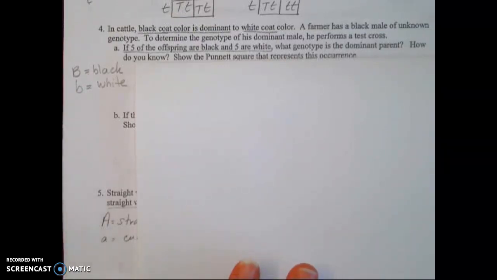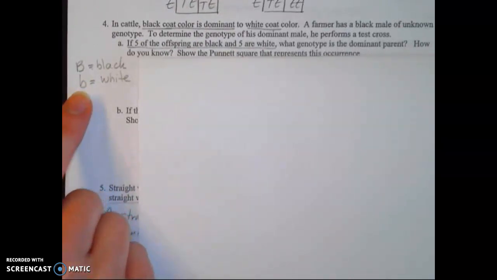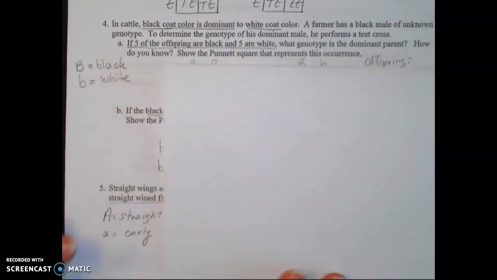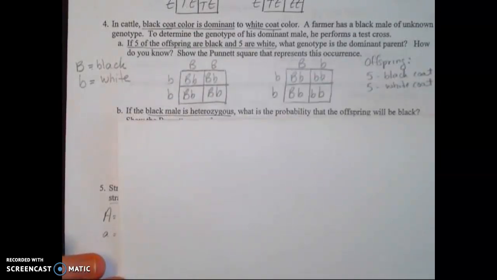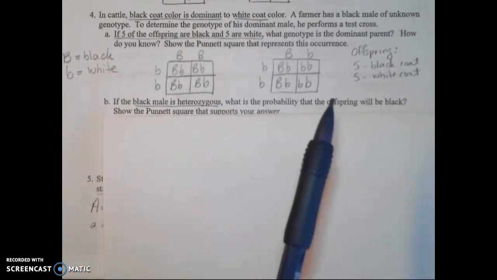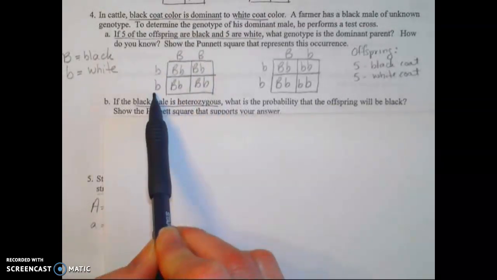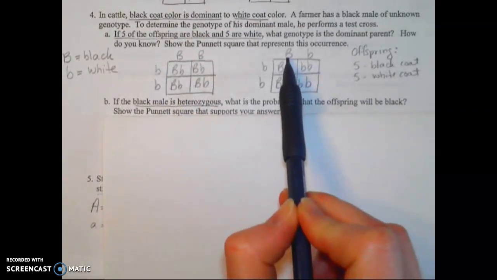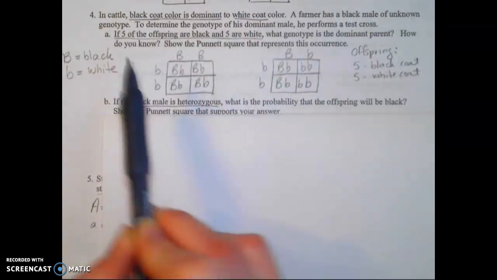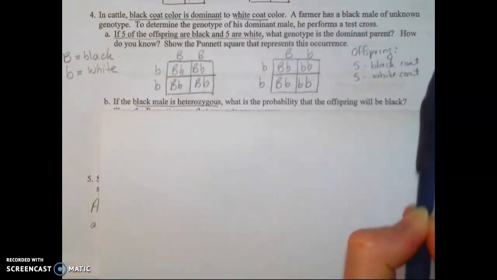So for number 4, I have my key here, so the black coat is dominant and the white coat is recessive. So I'm simply going to perform my 2 Punnett squares for my test cross. So our test cross Punnett squares are always going to look the same. So we have our homozygous dominant parent crossed with our homozygous recessive, and then the other opportunity for the dominant parent would be heterozygous, and that's also crossed with homozygous recessive. So notice in the problem you're told that 5 of the offspring are black and 5 are white, so here's my offspring that were actually found.